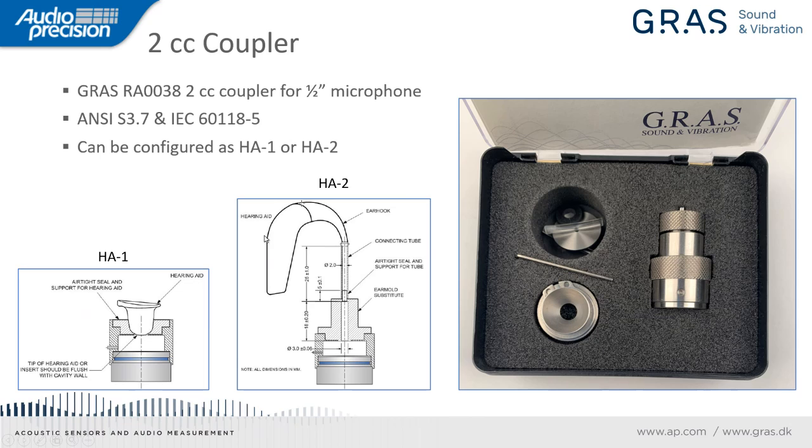For a behind-the-ear hearing aid with an ear hook, you would have either a metal or typically a plastic connecting tube connecting into the HA2 type coupler. So the Grass RA0038 comes in a small kit like this, and as you can see, it's got the parts to configure it as an HA1 or an HA2 type, so it can test both in the ear and behind the ear hearing aids.